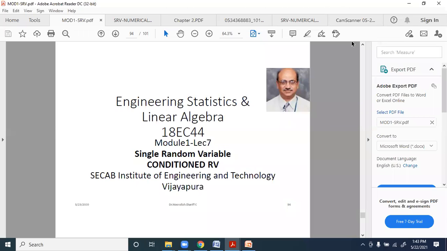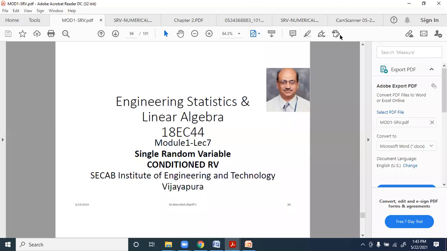This is Engineering Statistics and Linear Algebra, 18EC44. We are in module 1, which corresponds to the single random variable, and today we'll try to do the conditioned random variable, or conditional random variable.